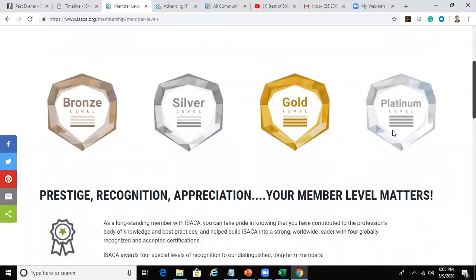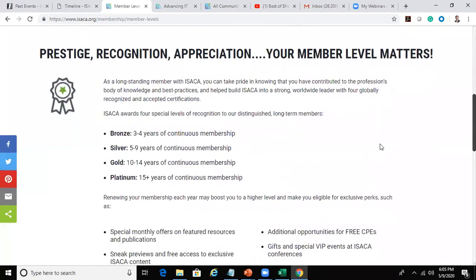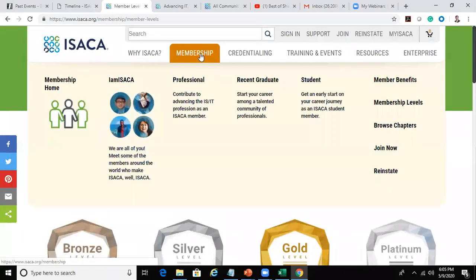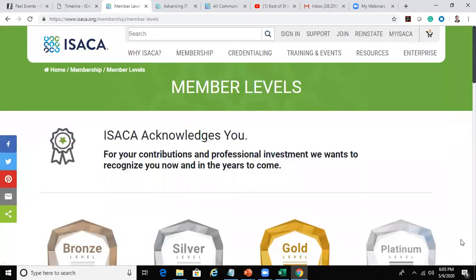So basically, if you're a continued member, you start getting these levels and also start getting more benefits. So this is the membership levels. I think the moment you become a member, that's where you start engaging. So I'll talk about the Engage platform, which is great.